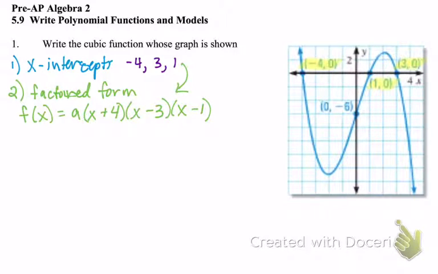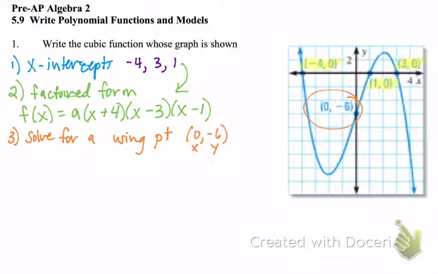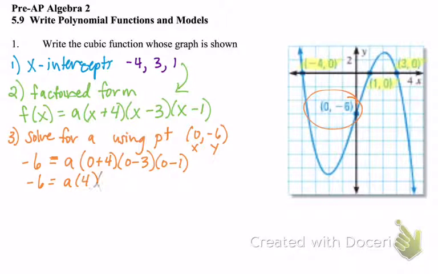Okay, next step, I'm going to solve for a using the other point that they give you, which is (0, -6). I'm going to plug that in for x and y. So -6 equals a, x is my 0, so 0 plus 4, 0 minus 3, 0 minus 1. -6 equals a, 4 times -3 times -1.